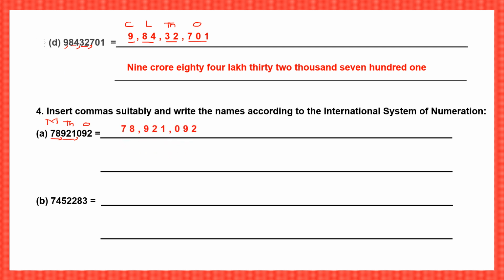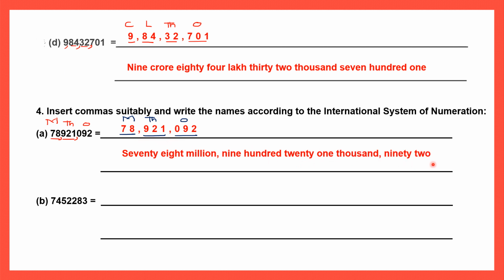So we have our numbers here. Let's write down the places here. So here we have this much in the ones period. Then we have this in the thousands period, and 78 in the millions period. So how do we read this? We say 78,921,092. So let's write that down. 78 million. We have it here, 78 million. Then we have 921,000. Yes, it's correct. Then we have 92.